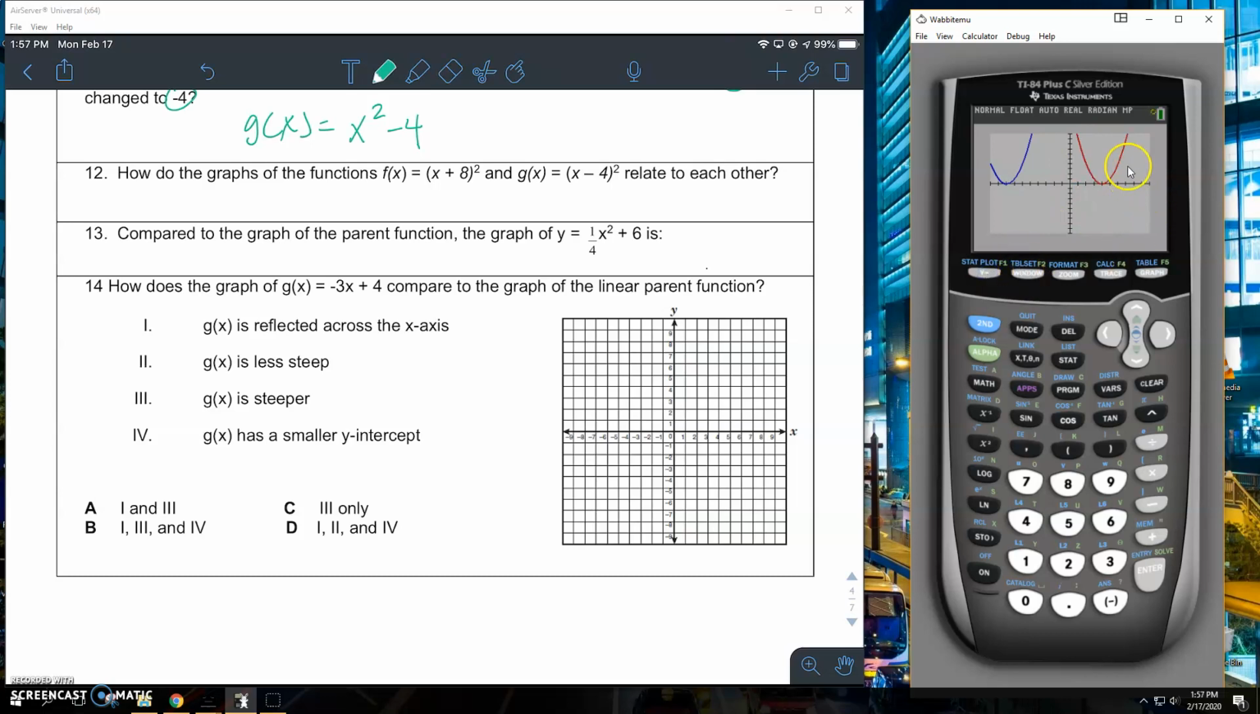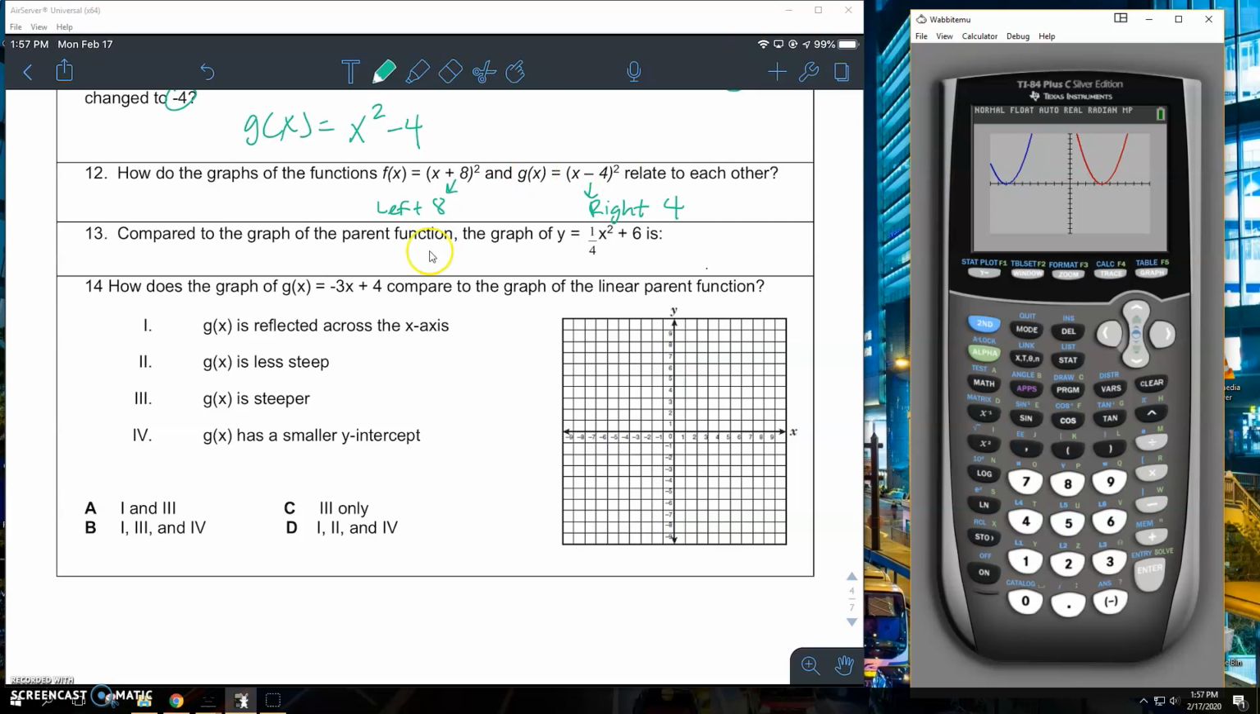There we go. So these are essentially the same, except x plus 8 is to the left and x minus 4 is to the right. So how do they relate to each other? This one was left 8 and this one was right 4. So they're the same function, just shifted to separate areas.